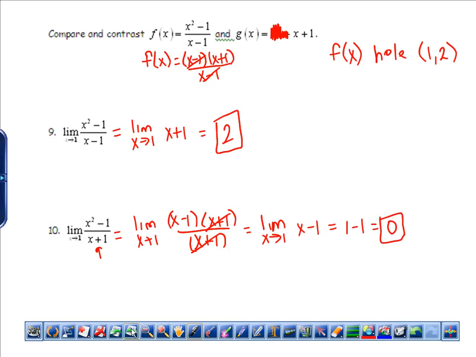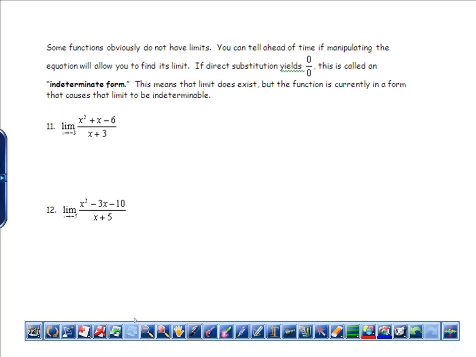And these are how you do limits, especially when they're not continuous. Okay, so some functions obviously do not have limits. You can tell ahead of time if manipulating the equation will allow you to find a limit. If direct substitution, which is kind of what we were doing before with a continuous graph, yields 0 over 0, this is called indeterminate form. It means that the limit does exist, but the function is currently in a form that causes the limit to be indeterminable. So 0 over 0 is actually a really good thing. That means the limit exists. We just have to do a little bit of work to find it.